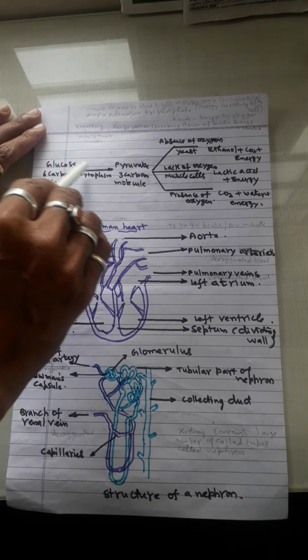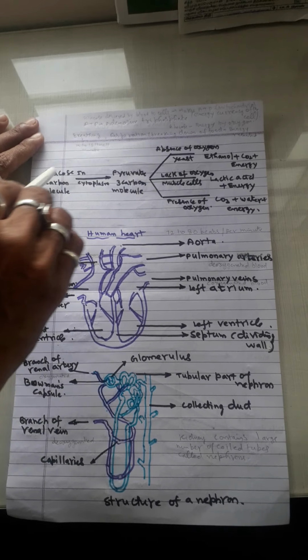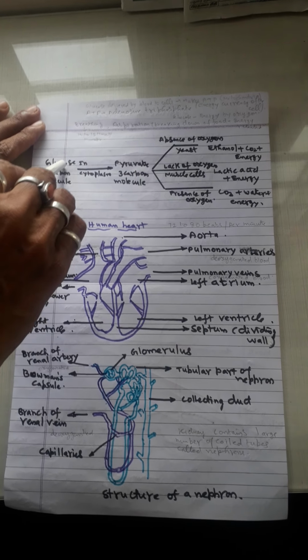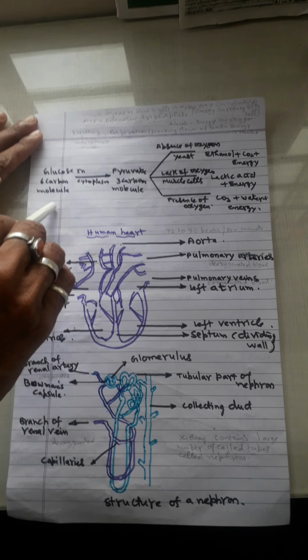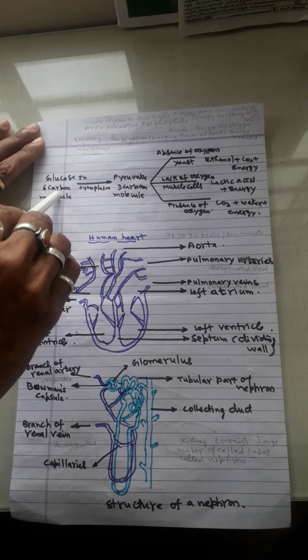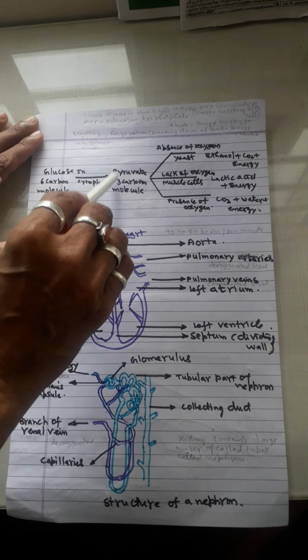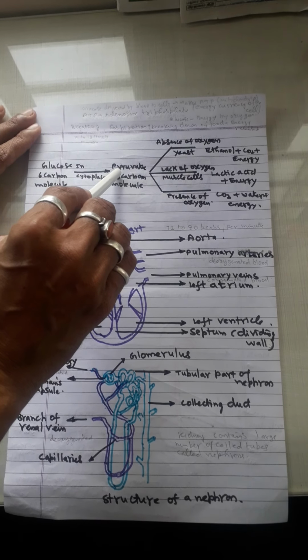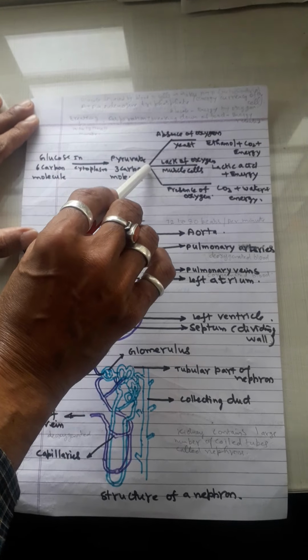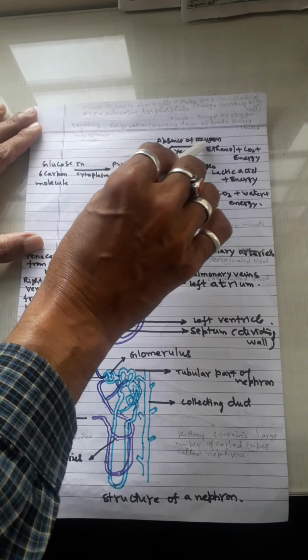Okay, now let us see how that glucose, I already said, glucose is taken from blood vessels and all. So glucose is nothing but a 6 carbon molecule. Whatever is found in the cytoplasm will be converted into a 3 carbon molecule, which we call pyruvate. Now let us see how respiration takes place.